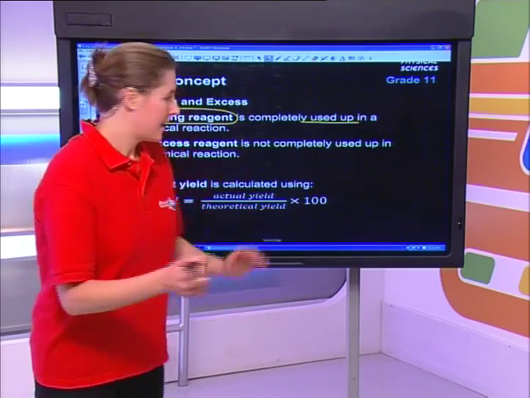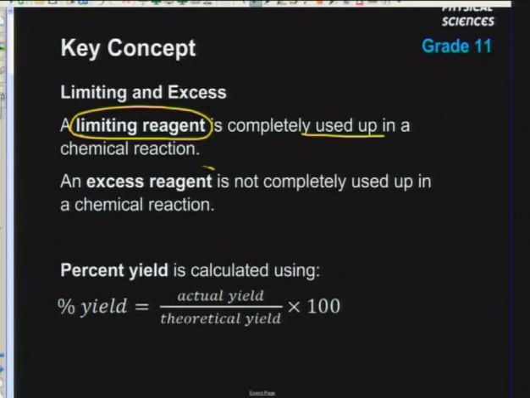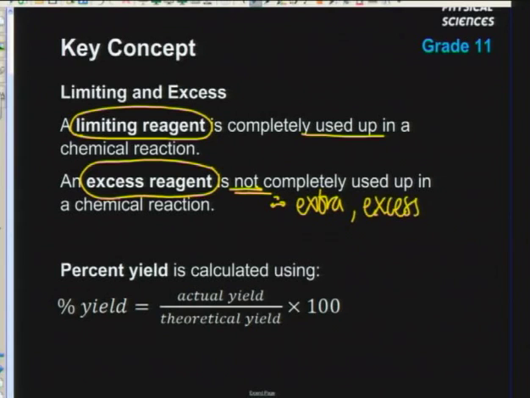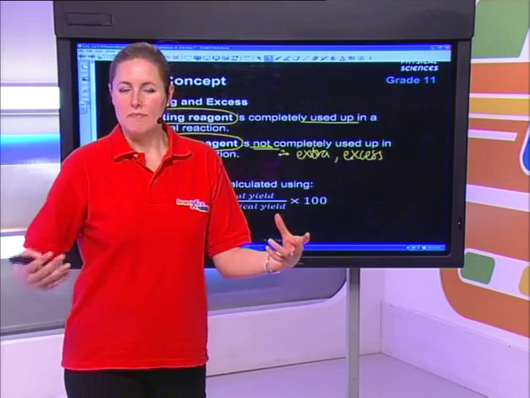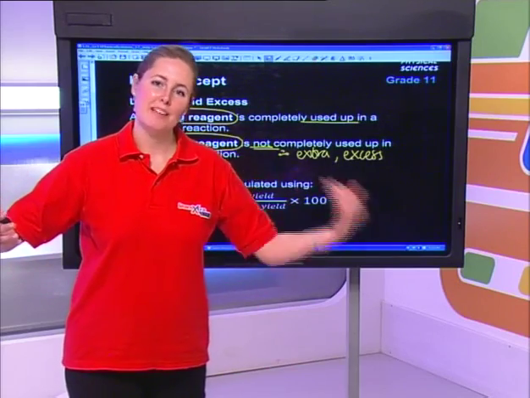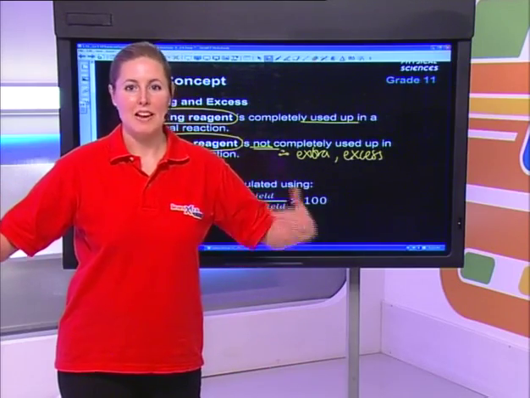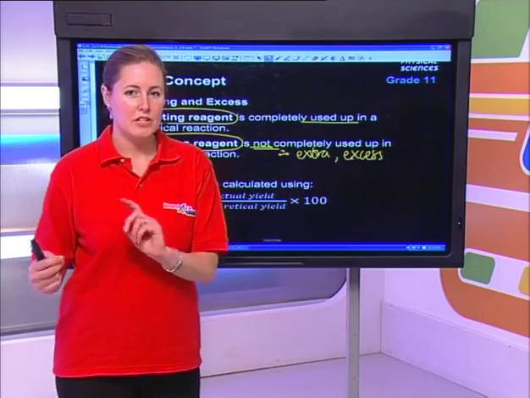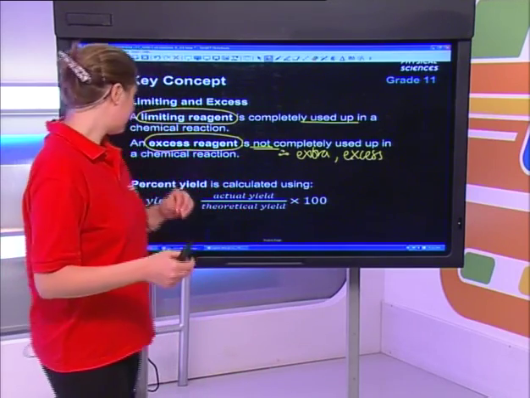It's used up. By comparison, an excess reagent, okay, is not, underline the word not, completely used up in a chemical reaction, and so therefore we can say there is extra of it, okay? It is in excess. There is more of it that can't be used any further because something else is used up, limiting. Okay, we'll do a question on this in a moment.